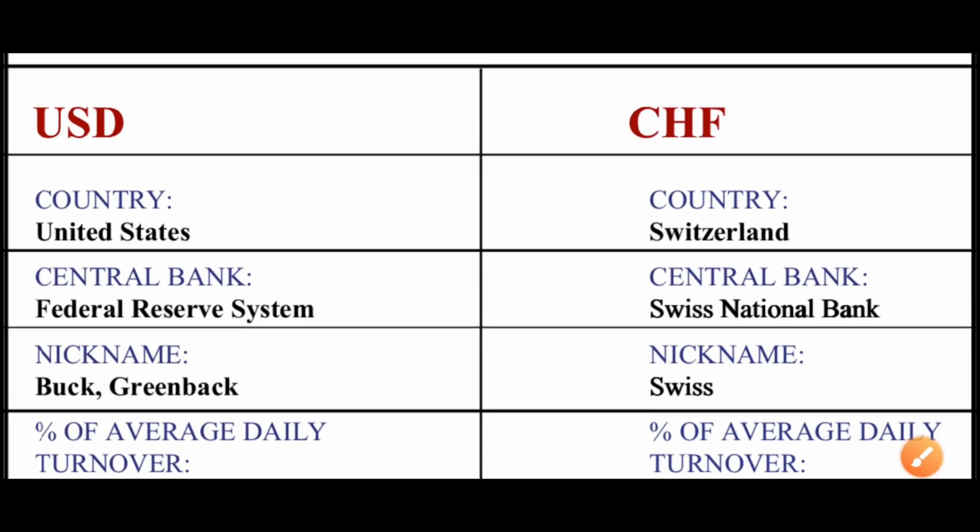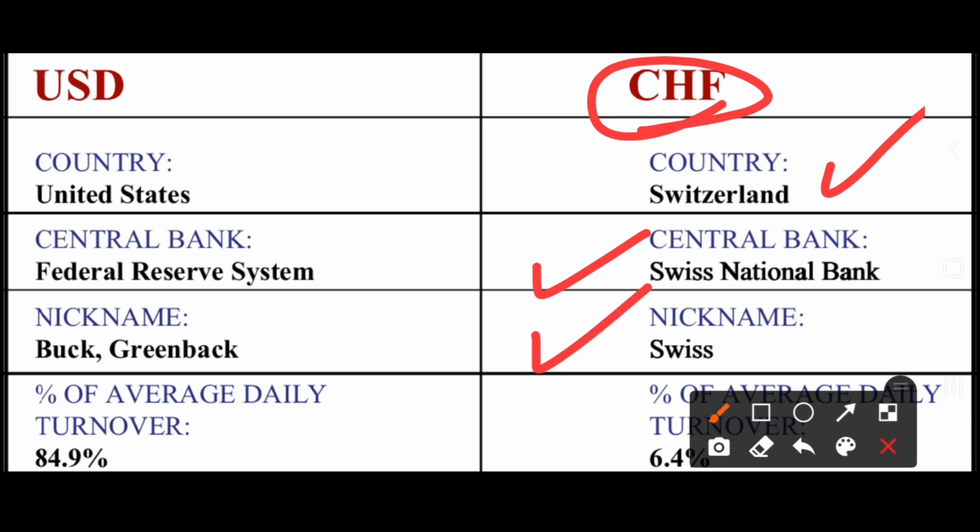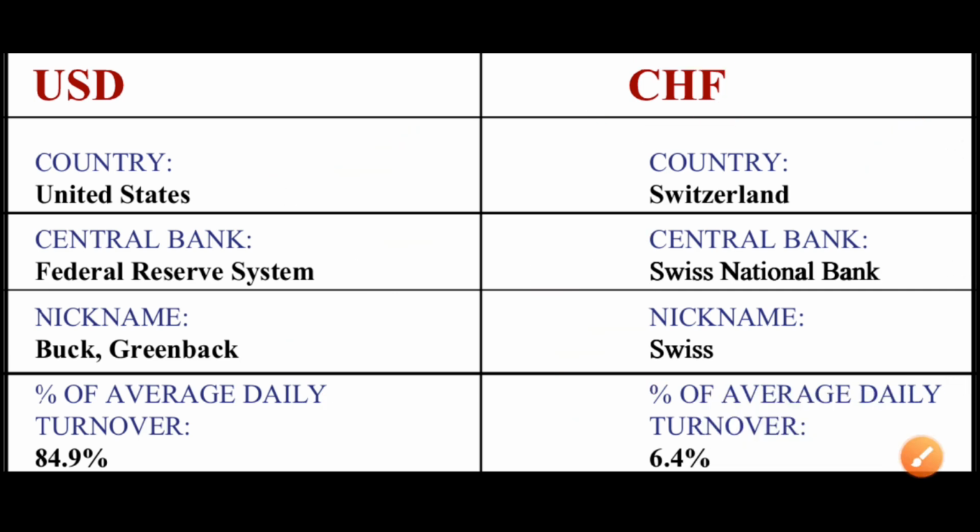A further detailed table shows that this is from Switzerland. The central bank is the Swiss National Bank. The nickname is Swissie. Average daily turnover is 6.4, and here USD we have been seeing already, average daily turnover being 84.9. The nickname being greenback. The central bank being Federal Reserve System, and the country being the United States.